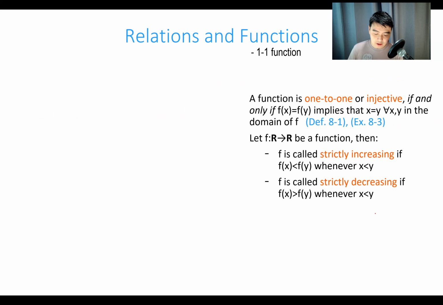The first one is called a one-to-one or injective function. And you've probably seen this definition in math, but let's go through it anyways. So a function is one-to-one or injective if and only if f of x equals f of y implies that x is equal to y. So what does one-to-one actually mean? Well, in short, it means that every output has at most one input.